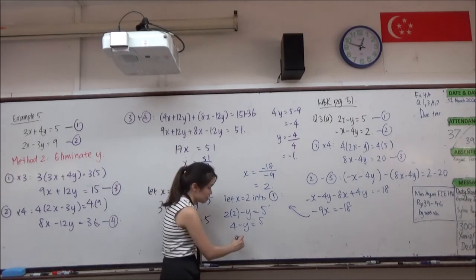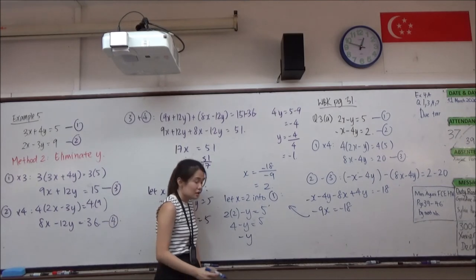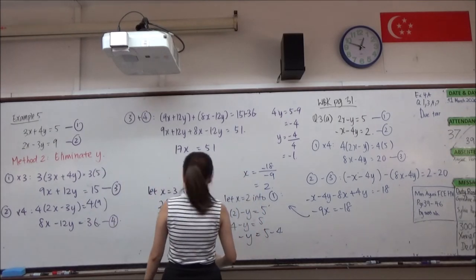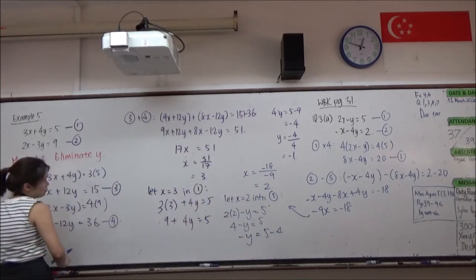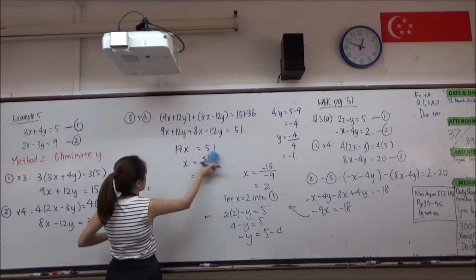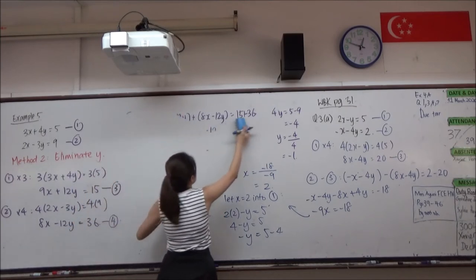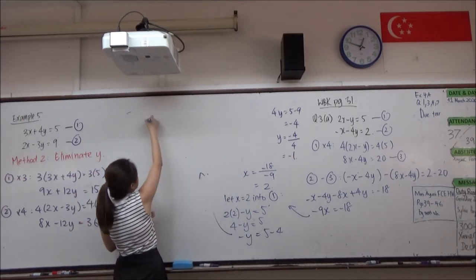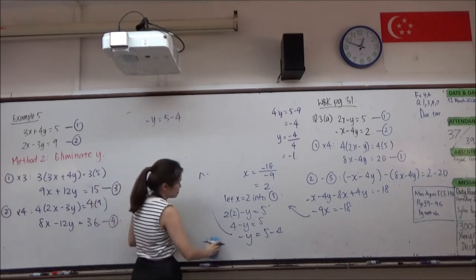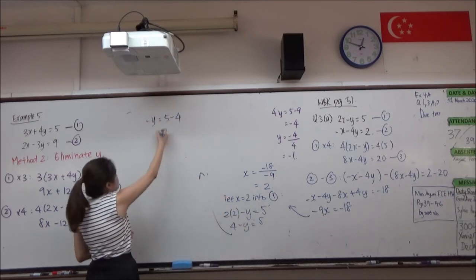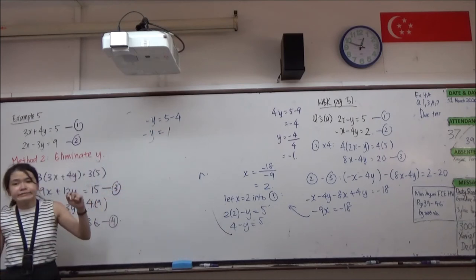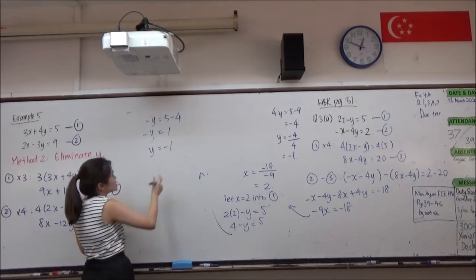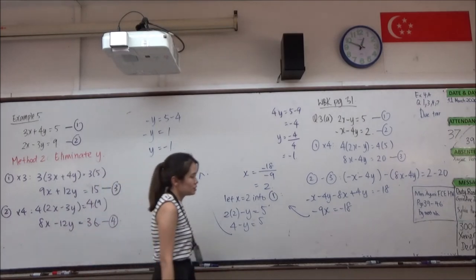Negative y equals to 5 minus 4. Okay, yes, what do you want? Sorry, let me erase this part of the whiteboard. So negative y equals to 5 minus 4, and that is equals to 1. Is that the answer? No. What next? Y equals negative 1, right? So we got x and y.